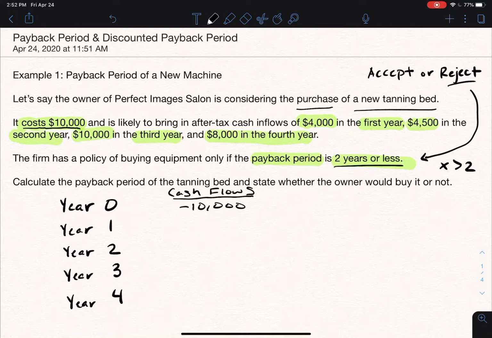And then it says in the first year, I'm going to get $4,000 back for my investment, okay? In year 2, I'm going to get $4,500, okay? Year 3, I'm going to make $10,000, and year 4, $8,000. All right, so now we have a table, if you will, that tells us what our cash flows look like.